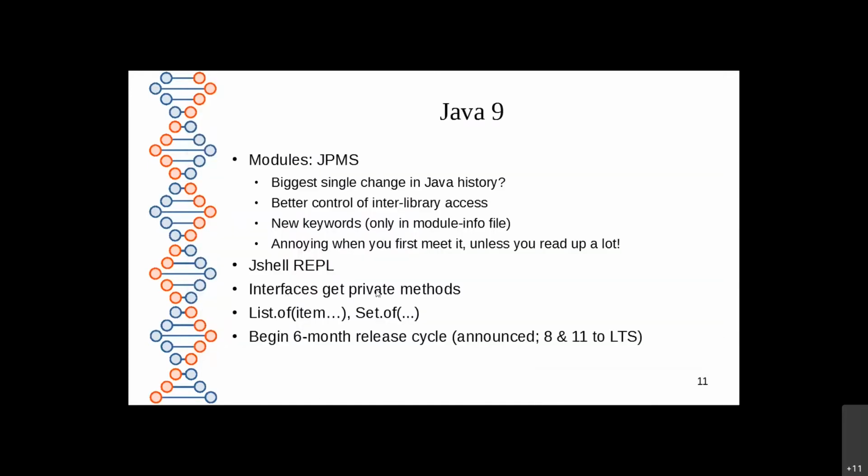Interfaces can now have private methods as of Java 9. That's in support of default methods. So those would only be callable from the default methods. List and set get an of method that allows you to create lists simply by putting items in the parameter list. I actually showed that in my previous example, so I don't need to repeat that.